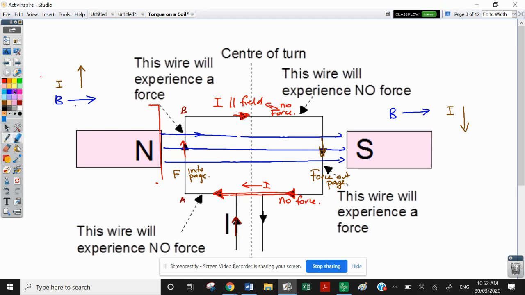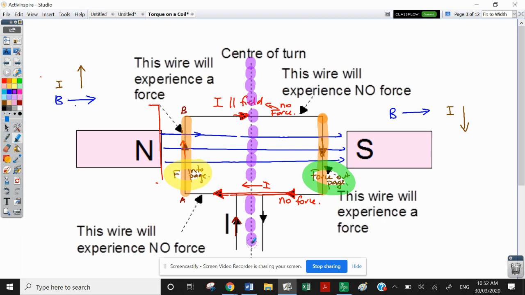We have a force on this wire, the AB wire, and I didn't write CD, but there's that wire there. And notice that this one is into the page and the other one is out of the page. Here is our axis of turn.